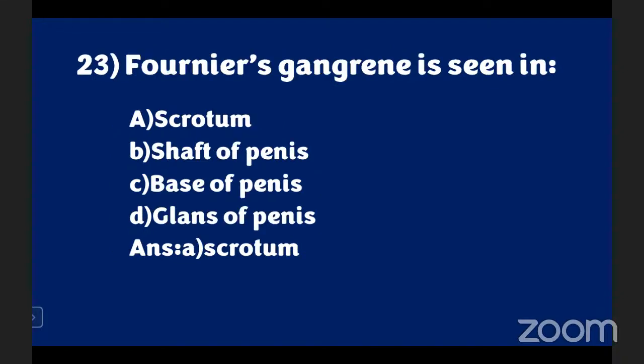Next one, Fournier gangrene is seen in option A, scrotum. Option B, shaft of penis. Option C, base of penis. Option D, glans of penis. Answer is option A, scrotum, in which Fournier gangrene is seen.